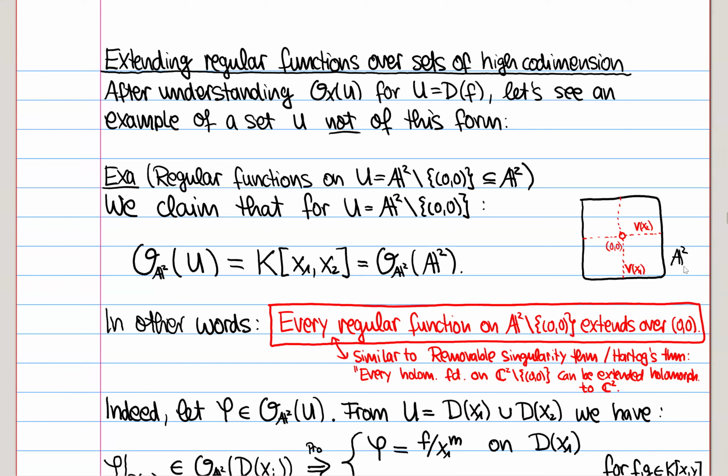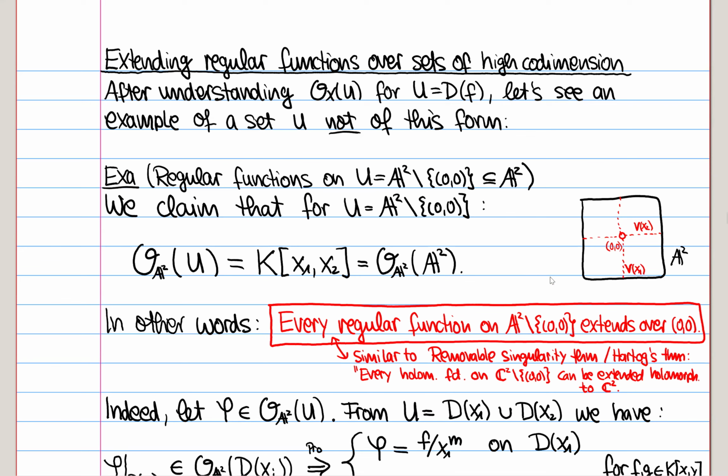So here's A2, here's the origin, we remove it. We want to understand the functions here. And the claim of this example is that this ring of functions is just given by the set of polynomial functions, which is the same ring of functions as the entire thing, A2. So in a certain sense, this is a bit disappointing because it shows that removing this one point doesn't really change the set of functions.